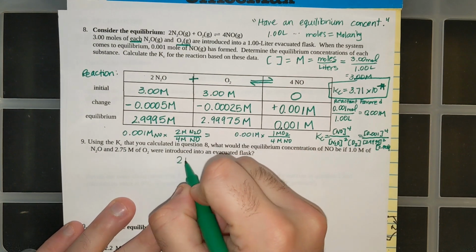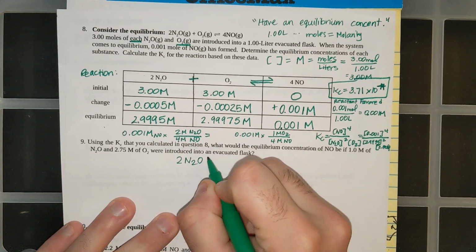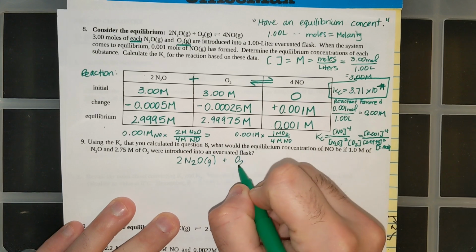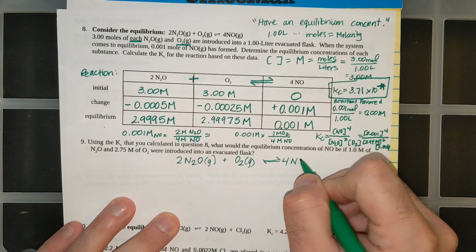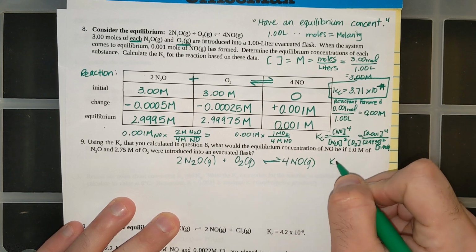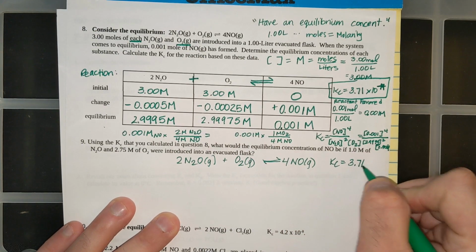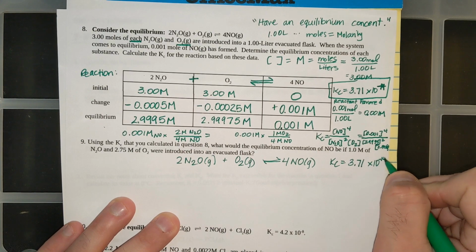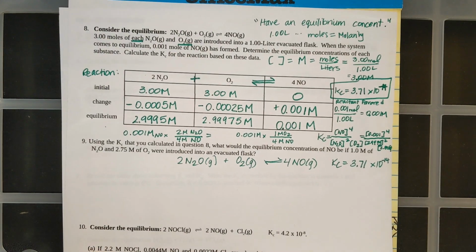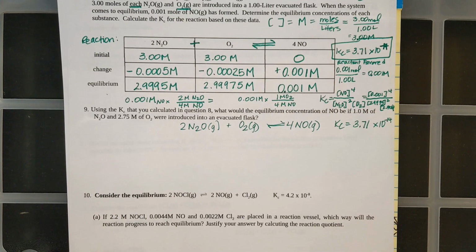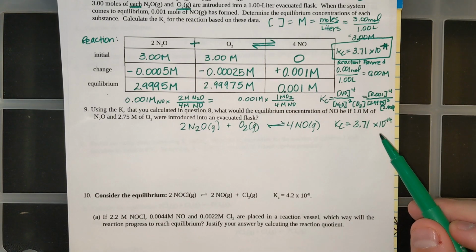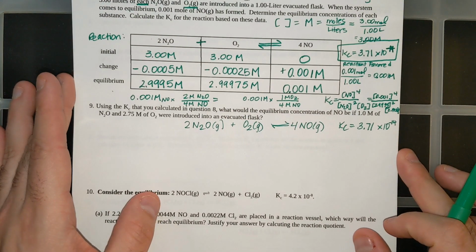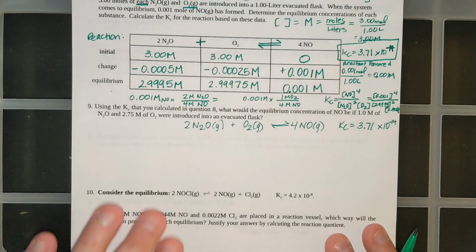The equation we have is 2N2O, doesn't matter that it's a gas, plus O2, gas, in equilibrium with 4NO, gas, and the Kc is 3.71 times 10 to the minus 14th. Now, that's a very, very small Kc. The reaction will not go to completion. It's a very small Kc, which means we mostly have reactants and a little bit of products. So let's apply this to this question.